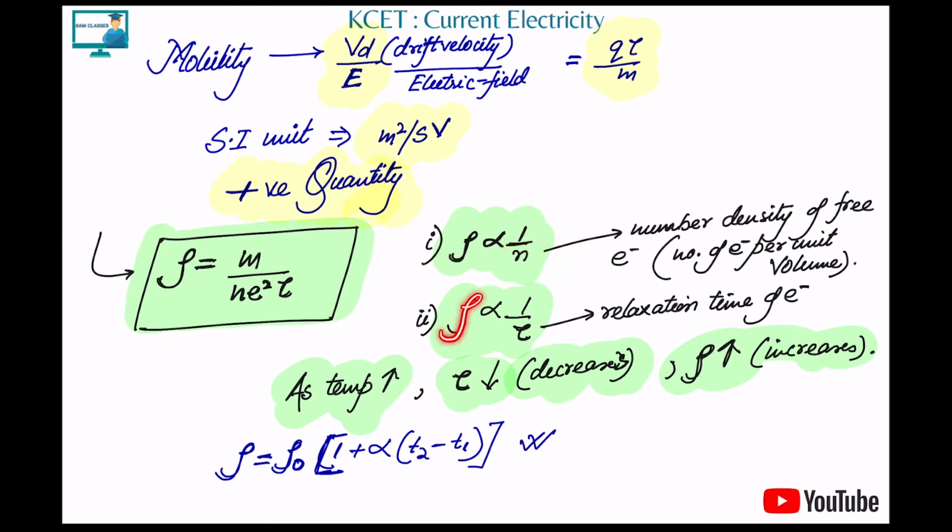Now resistivity is also inversely proportional to relaxation time. You need to understand all this. This formula is also important. A question will come: if the temperature is increased, what will happen? Relaxation time decreases. The moment relaxation time decreases, resistivity will increase. This kind of question keeps coming up.